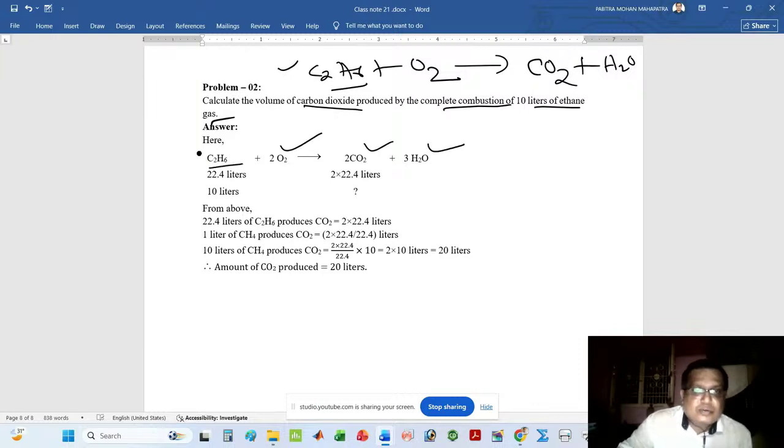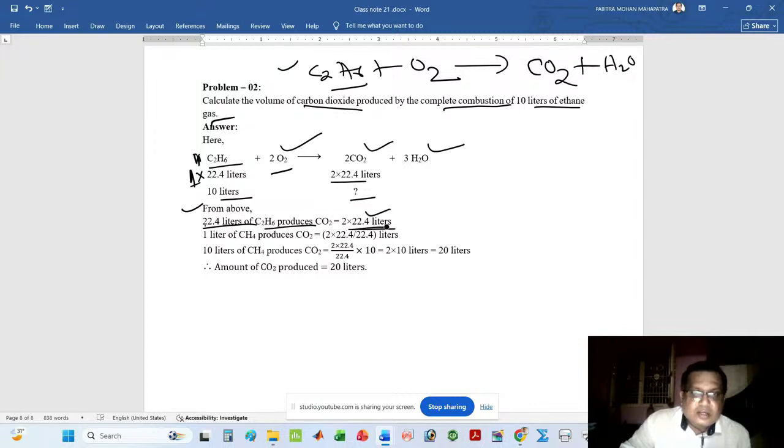Now apply the relation. The coefficient 1 is given, so I can write 1 into 22.4 liter. No need to write anything about the oxygen, because our target is to find the carbon dioxide. Our given data is the volume of ethane. For carbon dioxide, I can write 2 into 22.4 liter. The ethane gas is 10 liter, the given data. The target is to find the carbon dioxide. From the above, 22.4 liter of ethane produces carbon dioxide equal to 2 into 22.4 liter.